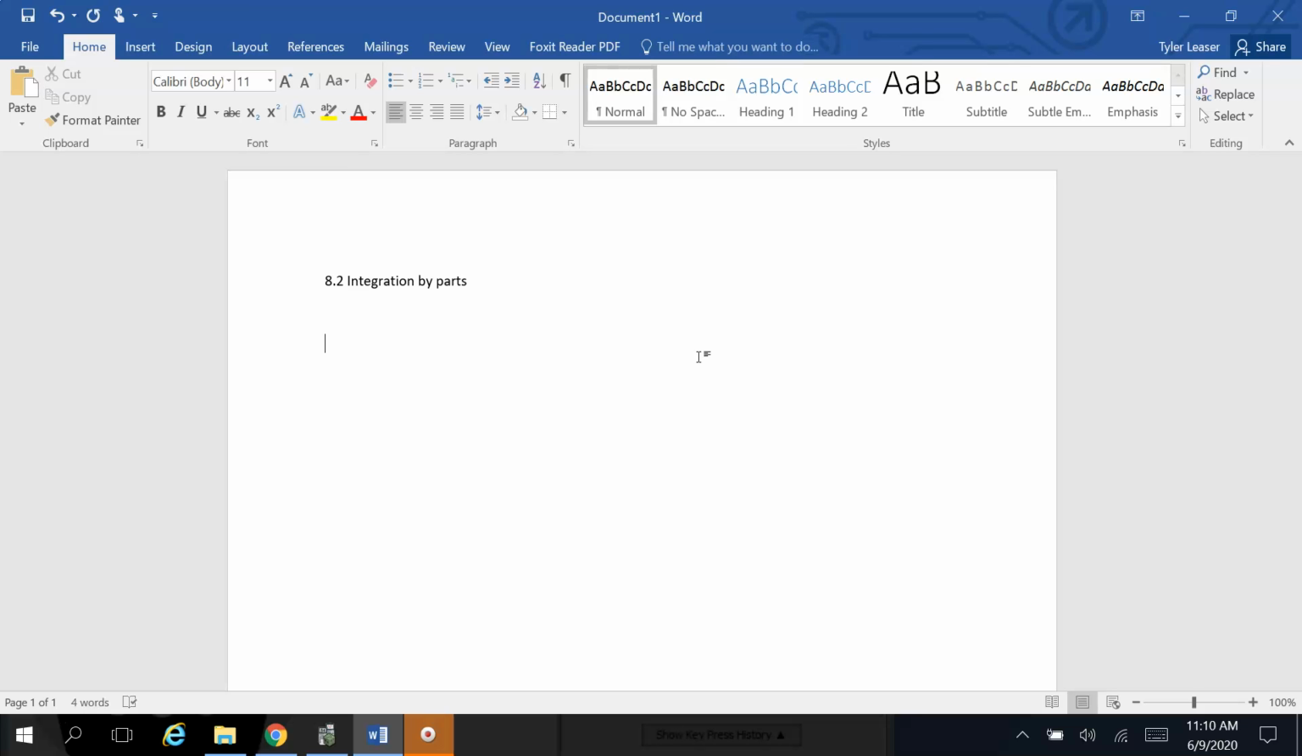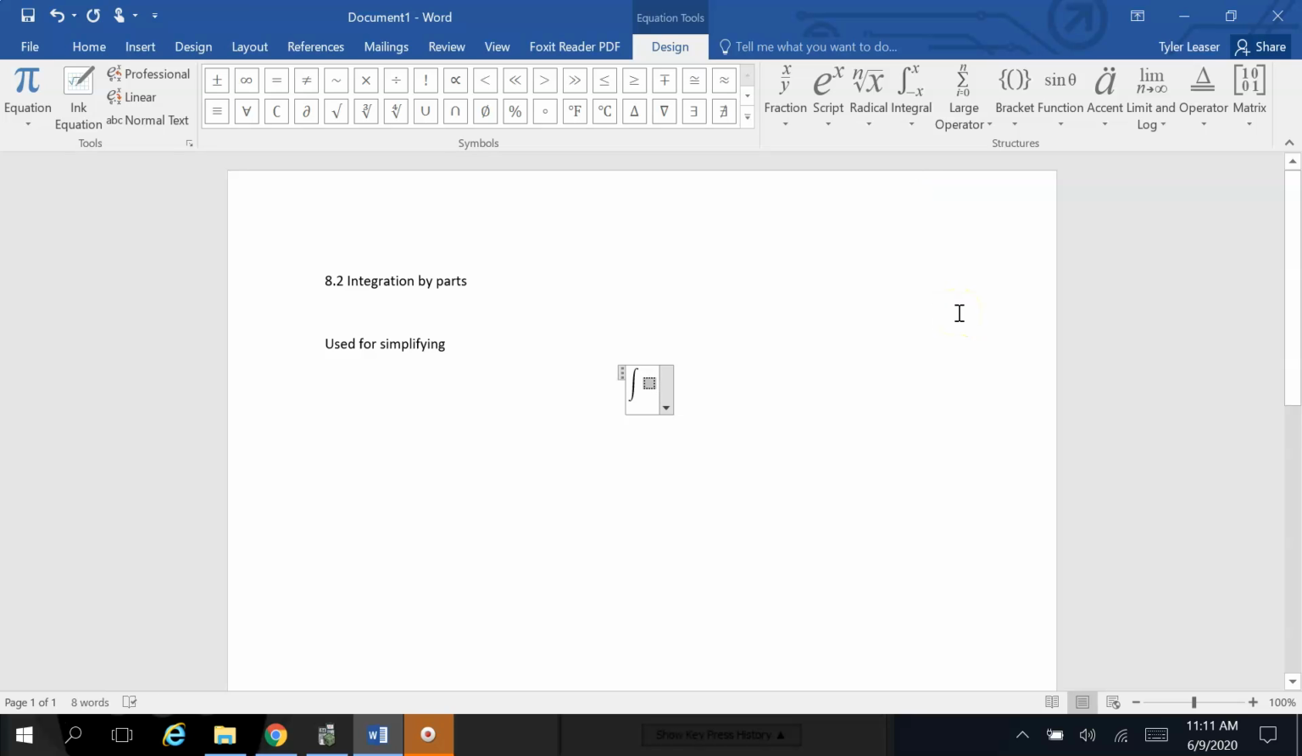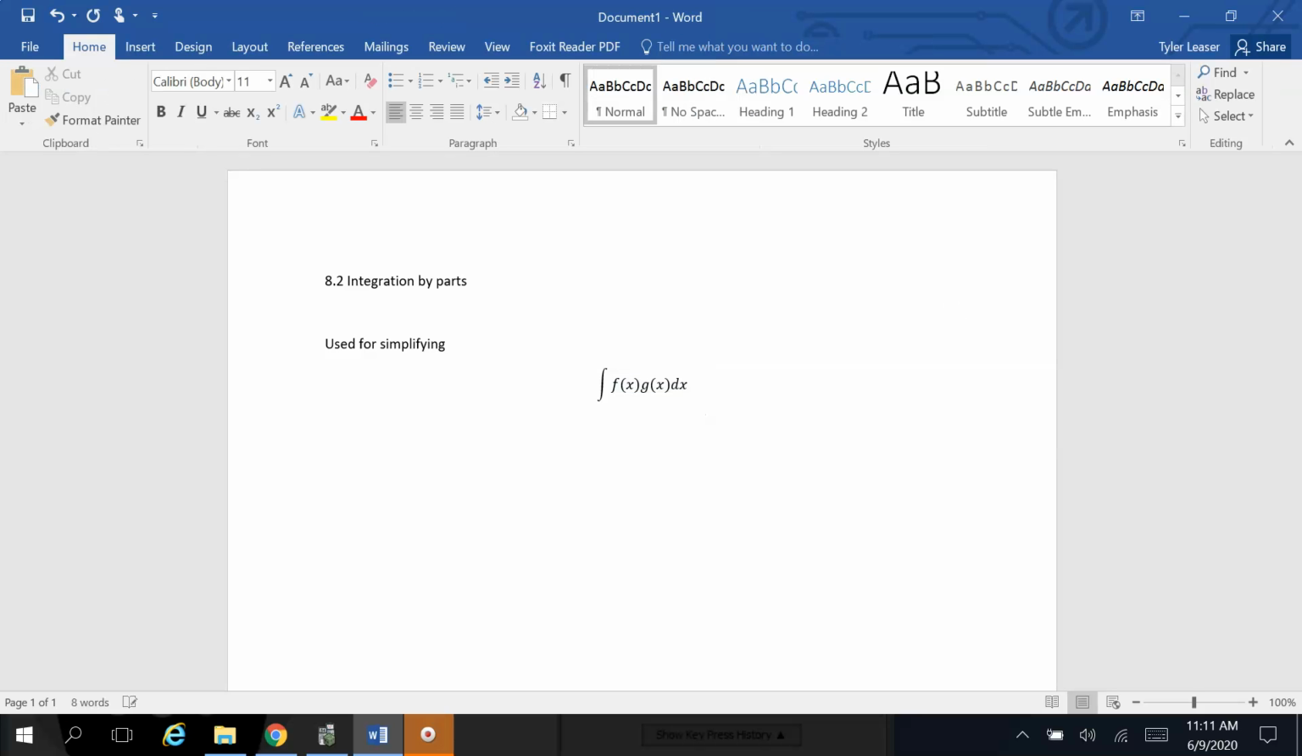First off, integration by parts is used whenever you're simplifying integrals of this form. Whenever you can split up your integral into two functions that are multiplying together, f of x and g of x, then integration by parts can help out sometimes.